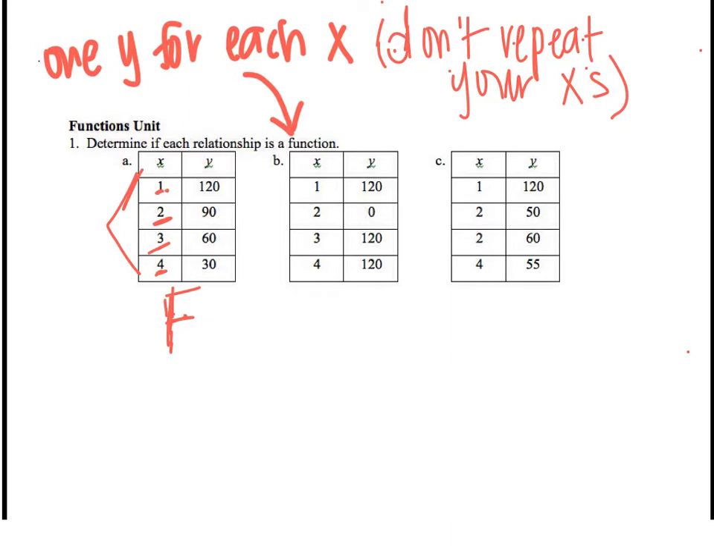All right, let's look at B. I'm going to again look at my x's. Some of you guys might be a little thrown off because you see here that 120 is repeated in the y's. It's okay if the y's repeat. It's the x's we want to check. So here I see 1, 2, 3, and 4. Nothing repeated in my x's, so it is a function. Looking at C, I see I have a 1 in my x column, but then I have two 2's. That is not okay, so it is not a function.